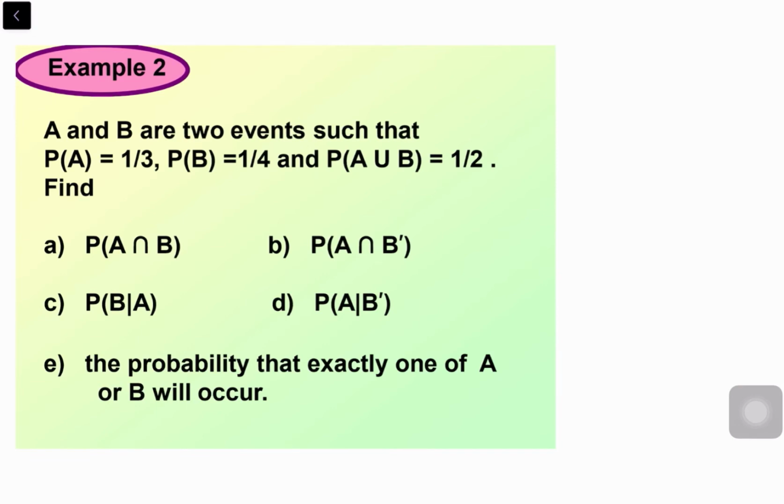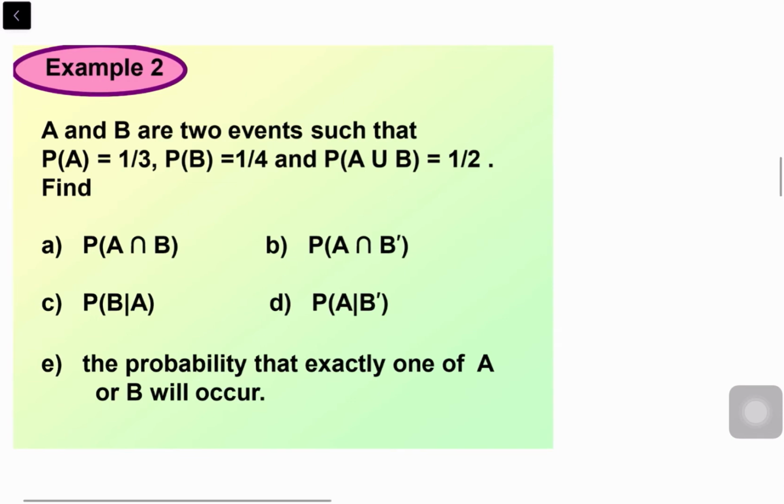Let's continue with example 2. A and B are two events such that P(A) equals 1 over 3, P(B) equals 1 over 4, and P(A union B) equals a half. Find: A, P(A intersect B); B, P(A intersect B complement); C, P(B given A); D, P(A given B complement); and lastly, the probability that exactly one of A or B will occur.